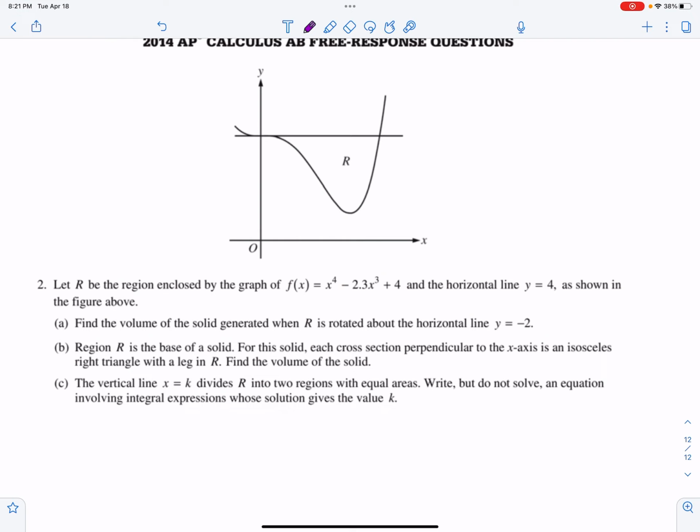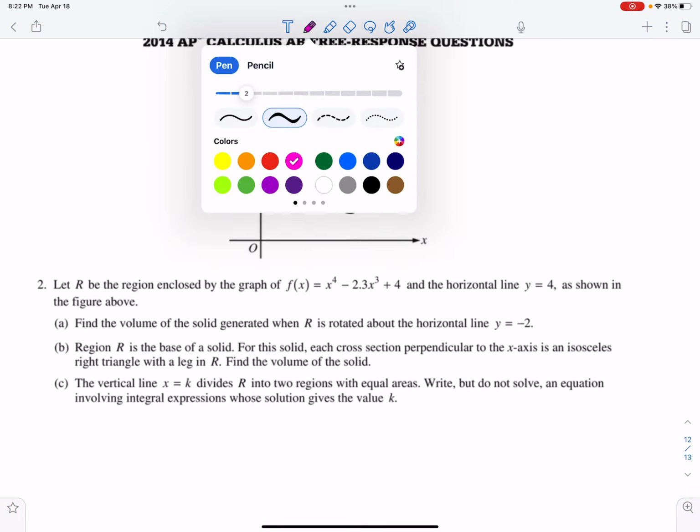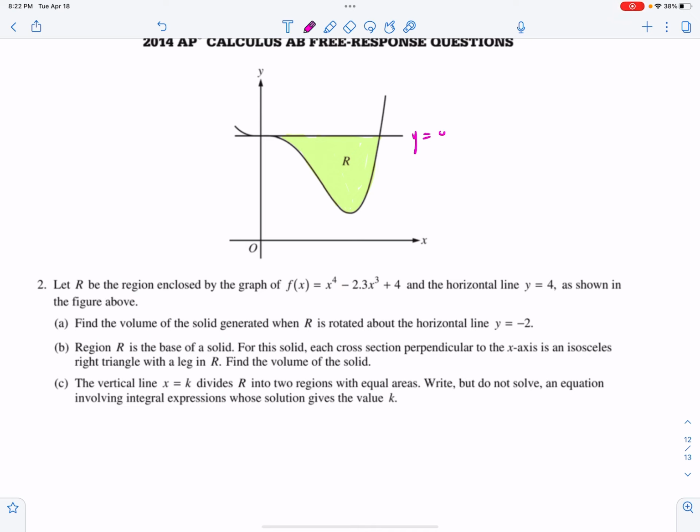But let R be the region enclosed by the graph of f of x equals x to the fourth minus 2.3 x cubed plus 4, and the horizontal line y equals 4. Well, it's obvious which is the horizontal line and which is f of x, but they have so kindly labeled what region R is. So this would be y equals 4, and then this is f of x.